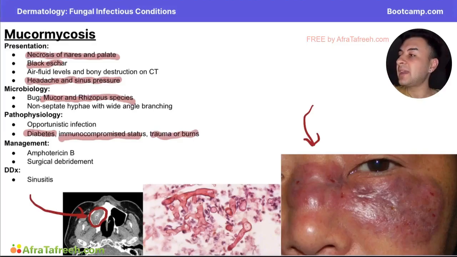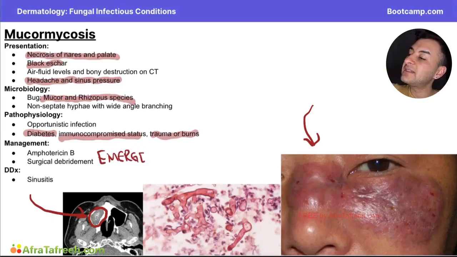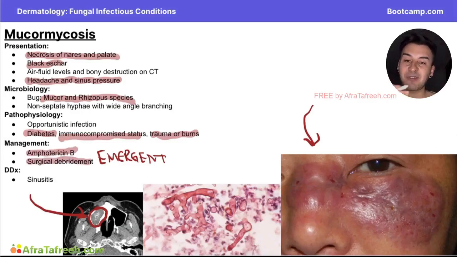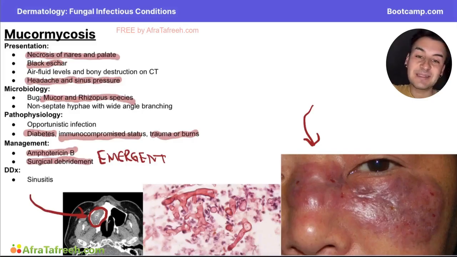So that's either going to be DKA, some sort of HIV/AIDS, or some sort of trauma or burn to this area here. In terms of our management, this is an emergent condition. This is a very scary disease process because the mucor can actually spread from the nasal bridge into the brain and into the carotids and kill someone very quickly. So these patients automatically get amphotericin B and surgical debridement in order to treat this disease process. In terms of our differential here, pretty much the differential is going to be sinusitis, but this is going to be a much milder presentation. It's not going to have this erosive destruction or black eschar like we're going to see in mucormycosis infections.